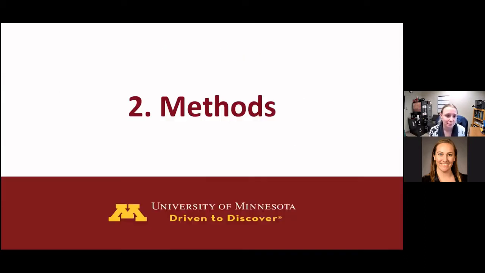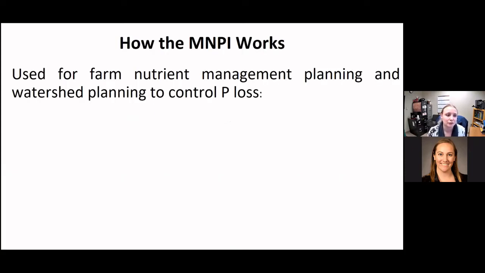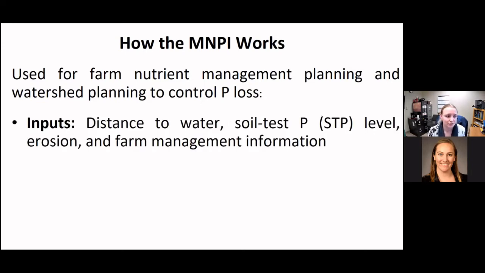All right, moving into the methods section here. How the MinPI works. It's used for farm nutrient management planning and watershed planning to control phosphorus loss. And like a model needs, it needs inputs and outputs. It needs inputs to create outputs.